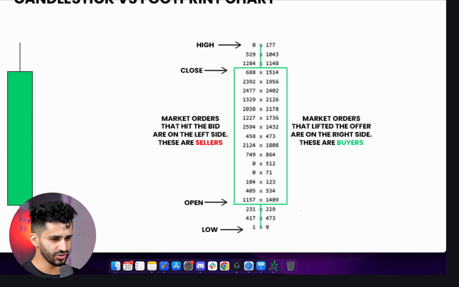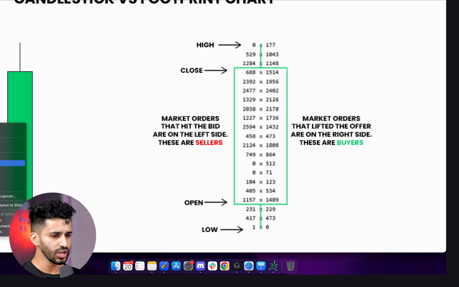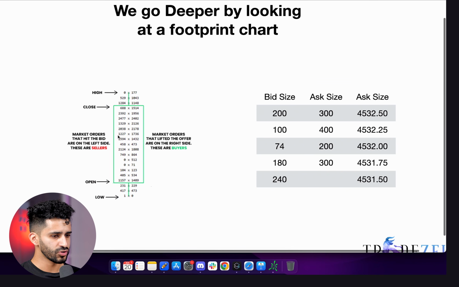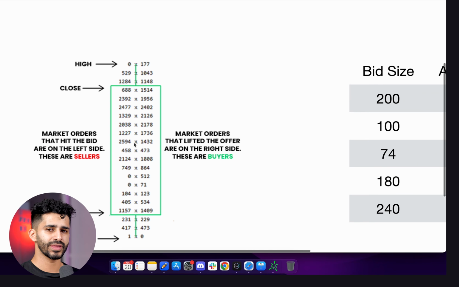So let's just start writing this down together so I can walk you through it, because I know some things here seem a little bit complicated. On the left side, every order that hit the bid shows up. Every order that shows on the right side hit the ask. Once again, when orders hit the bid, that is aggressive selling. When orders hit the ask, that is aggressive buying.